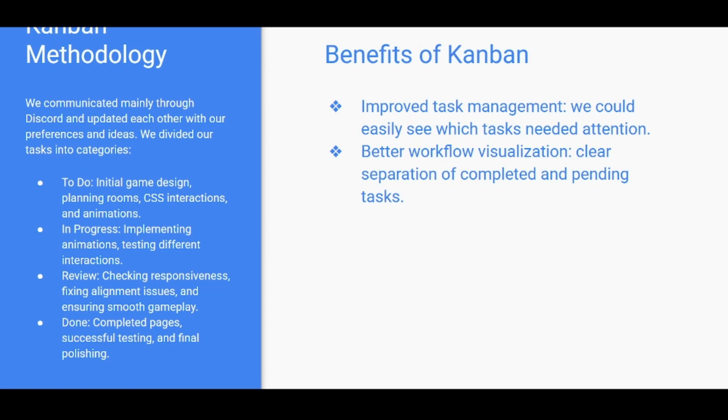For the Kanban methodology, we mainly communicated through Discord and updated each other on our preferences and our ideas, and then we divided our tasks, with initial game design like the to-dos by planning rooms and CSS interactions, and then in progress implementing animations and testing different interactions, and for review, checking responsiveness, fixing alignment issues, and ensuring smooth gameplay. And then when we were done, we completed pages, successfully testing and final polishing. This really improved our task management so that we could easily see what HTML files needed help or more attention, and it gave us a clearer separation of completed and pending tasks.